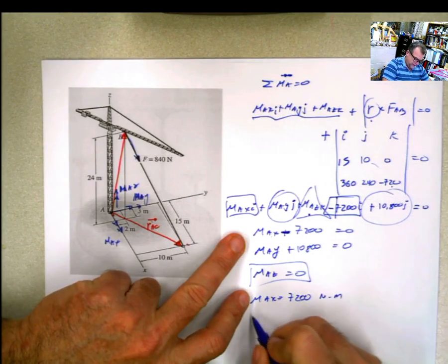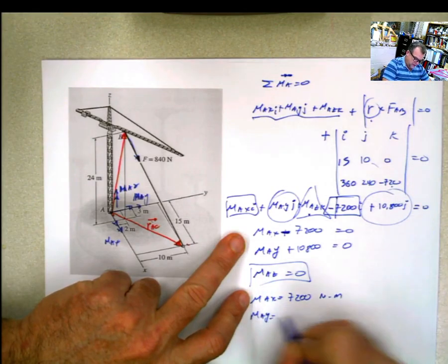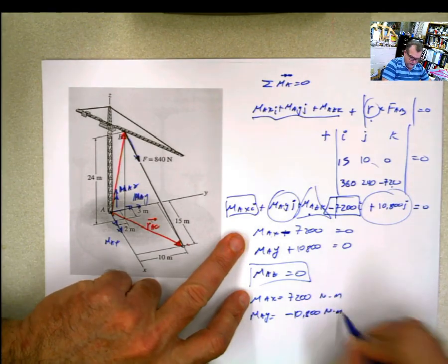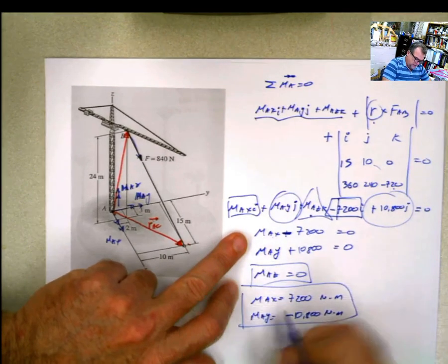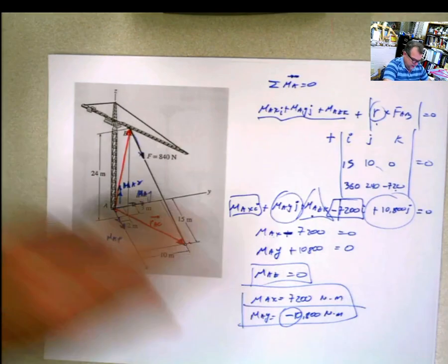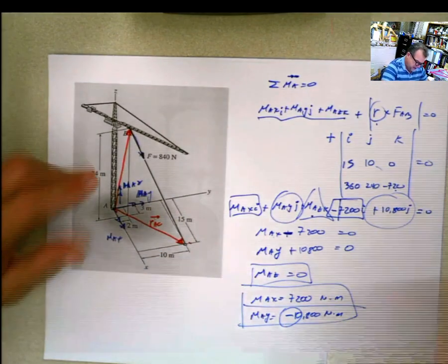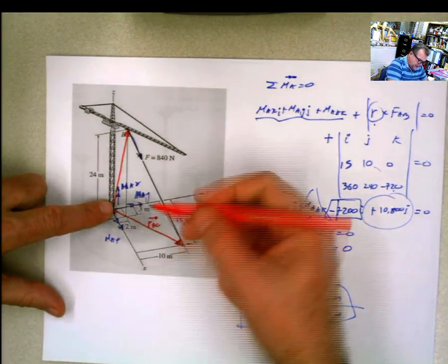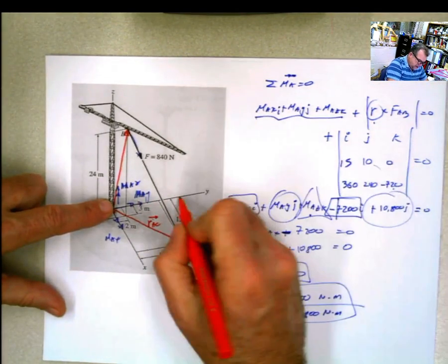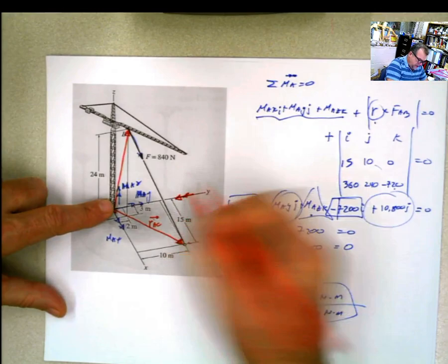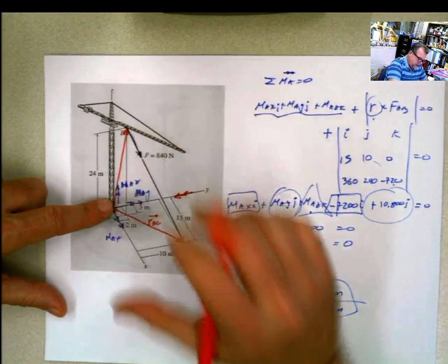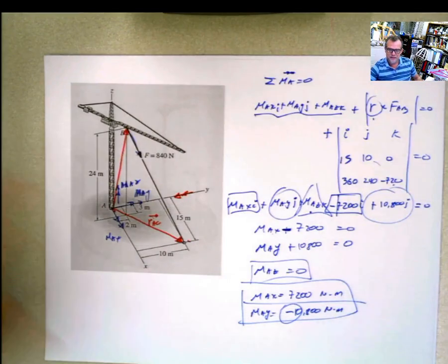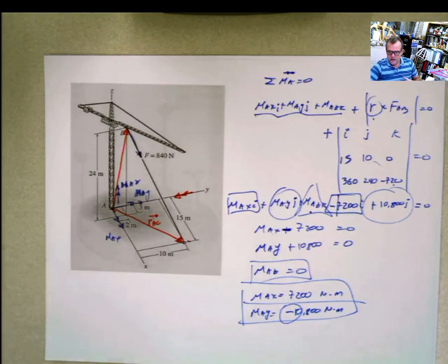And MAY equals negative 10,800 Newton meter. Once again, what is the implication of this negative sign? The implication of that negative sign is that MAY, instead of rotating, coming out of the axis, the rotation will be in the axis. Not like this, but like that. That will be the implication. And this is a really easy problem to solve and to explain.